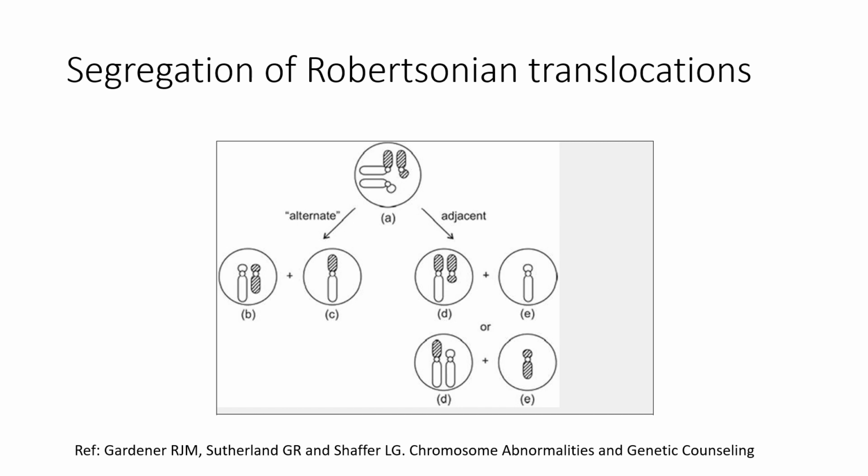On the right-hand side, you can see how when the segregation is adjacent, one can end up with either a trisomy or a monosomy. For instance, the D gamete will already have two copies of one of the chromosomes involved in the Robertsonian translocation. So if that gamete fertilizes with another gamete that is normal, that would end up with three copies of one of the chromosomes. So both the Ds will have trisomy for one of the chromosomes involved, and both the Es will have monosomy for one of the chromosomes that's involved.